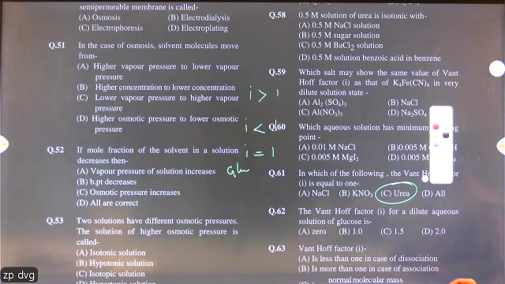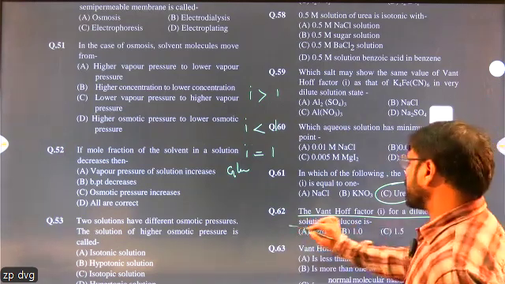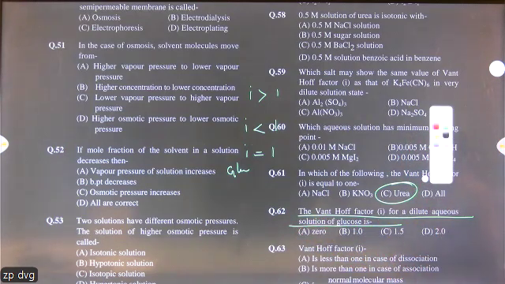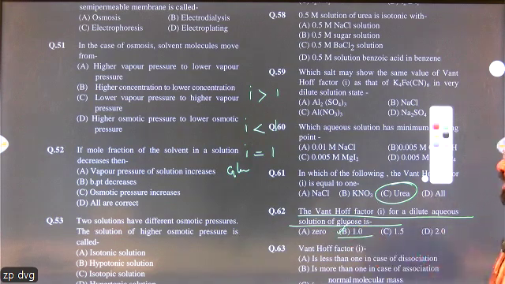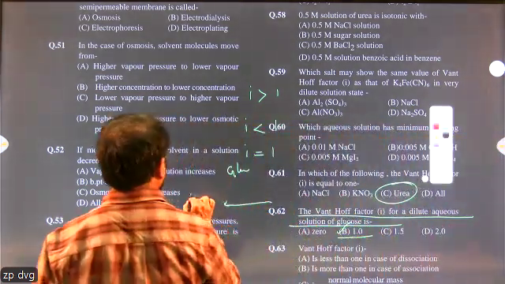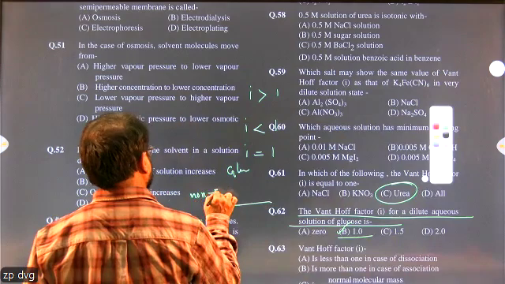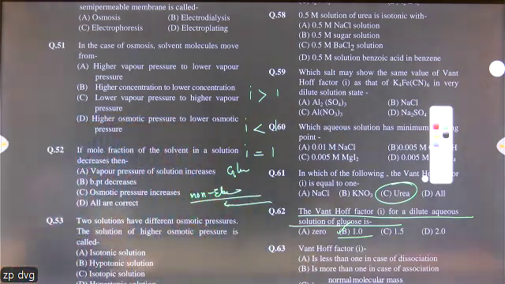Next, the Van't Hoff factor i for a dilute aqueous solution of glucose is what? It is equal to 1. Why? Because glucose is a non-electrolyte, and for non-electrolytes the Van't Hoff factor is always equal to 1.